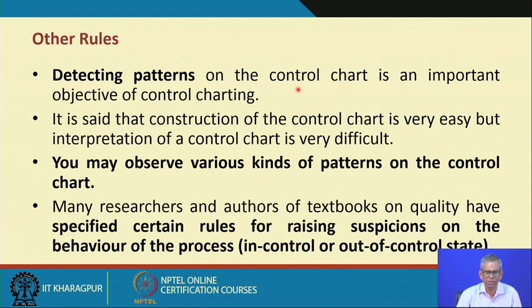One is the necessary condition that you have to satisfy before you say that the process has gone out of control. The first one, the necessary condition for concluding that the process is in control state, is that no points are plotted beyond the upper control limit or beyond the lower control limit. This is the necessary condition. But then what is the sufficient condition?